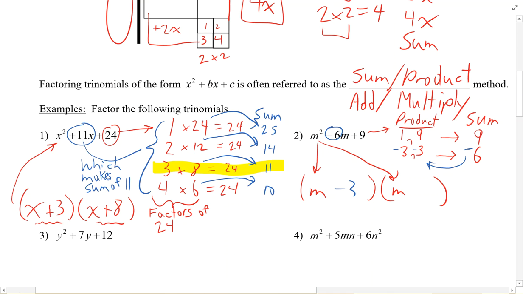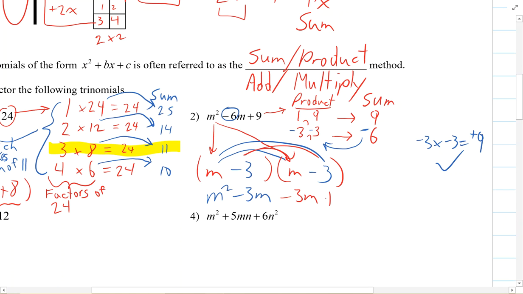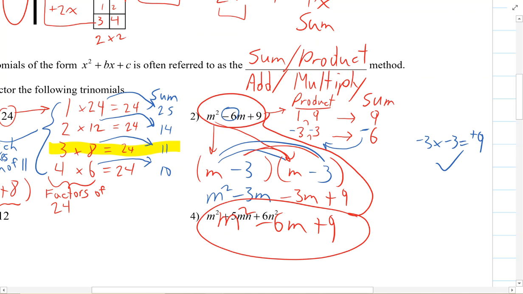So let's guess. This would be 3, this would be 3. I think it might work, but can we get a positive 9? Yes. You could get negative 3 times negative 3 equaling positive 9. So that works out. So let's do our math. Multiply these out and you will get m squared minus 3m. Multiply out and you get minus 3m plus 9. Combine like terms and you would get m squared minus 6m plus 9. And that is exactly what we started with.